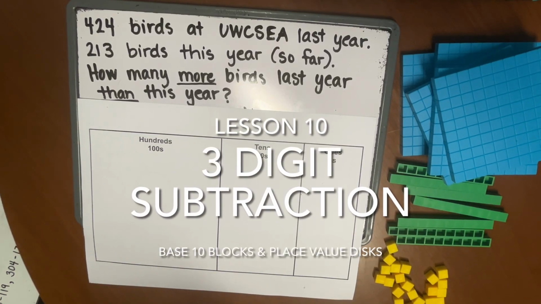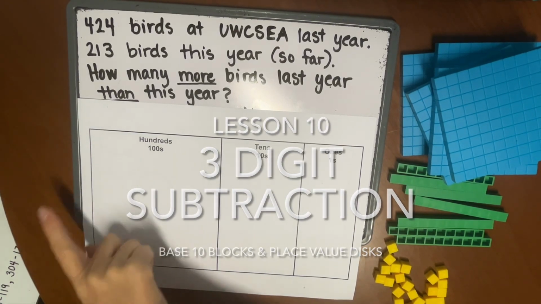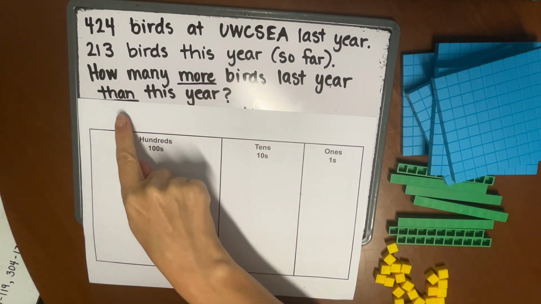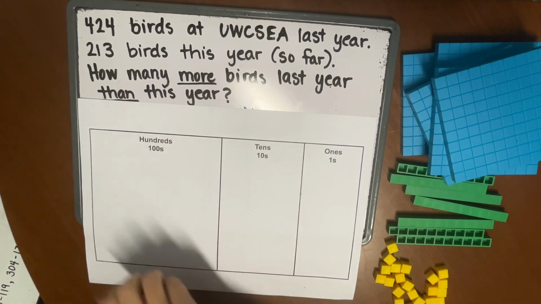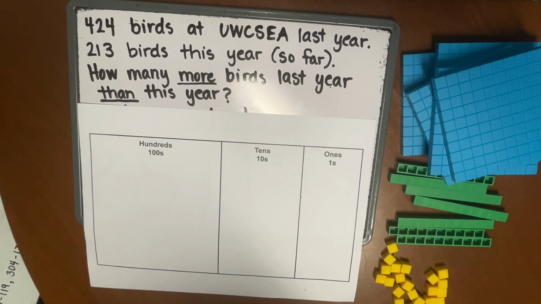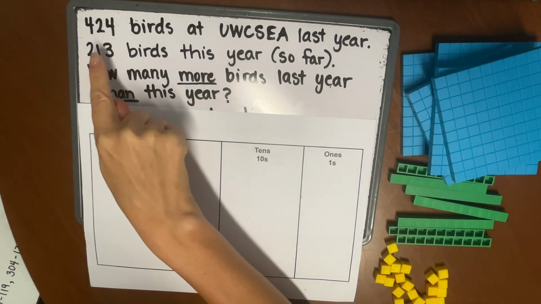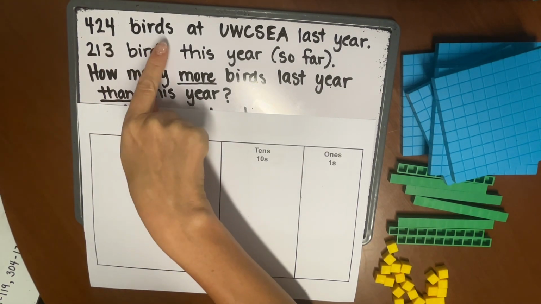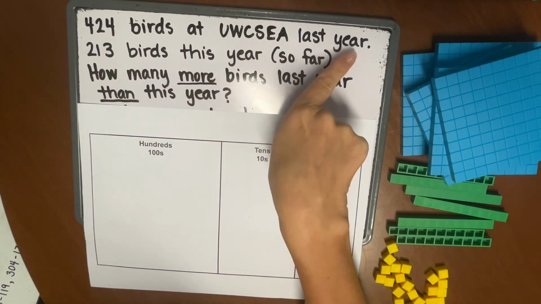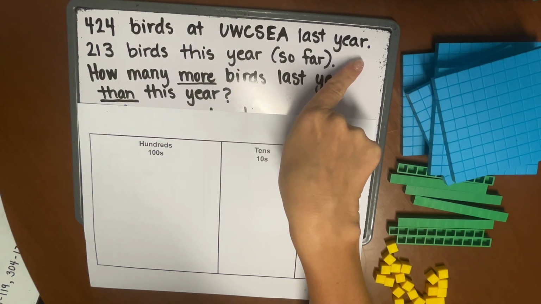This problem has some tricky words for mathematics. They are "more" and "than." Let's read the problem to see if we can figure out what these mean in mathematics. 424 birds last year were seen on our campus.